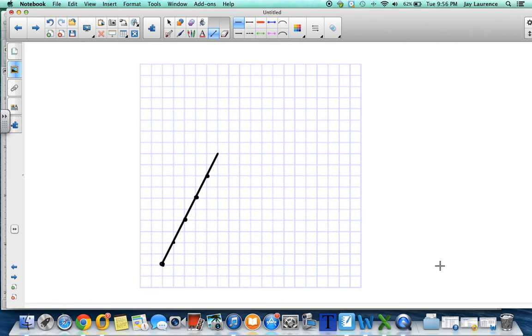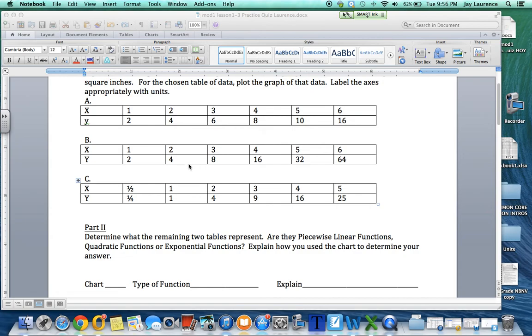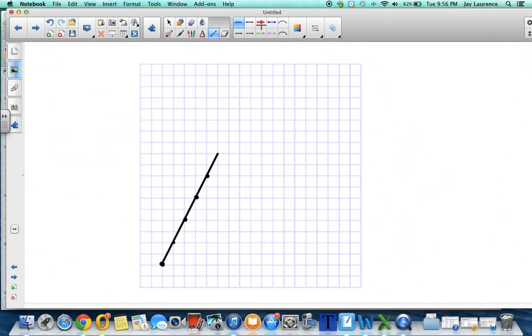Okay? Now when you look at B, you notice they're doubling, aren't they? 2 times 2 is 4, 4 times 2 is 8, 8 times 2 is 16. They're going up by 2 every time. That is going to be the exponential growth we were talking about. I'll graph those in red.